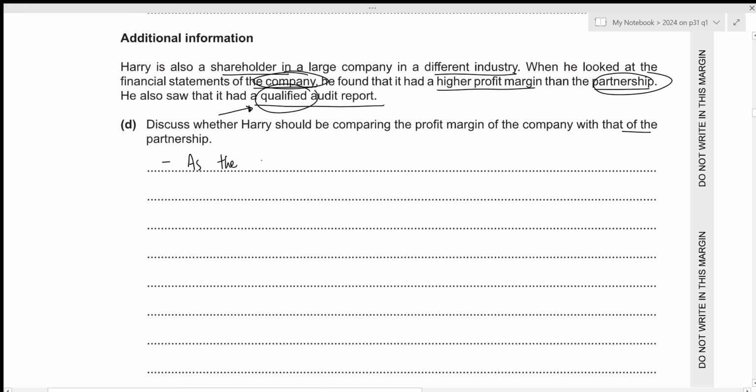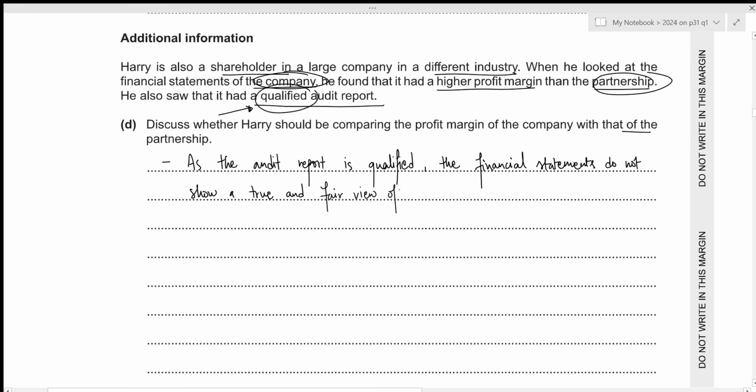As the audit report is qualified, the financial statements do not show a true and fair view of the company.